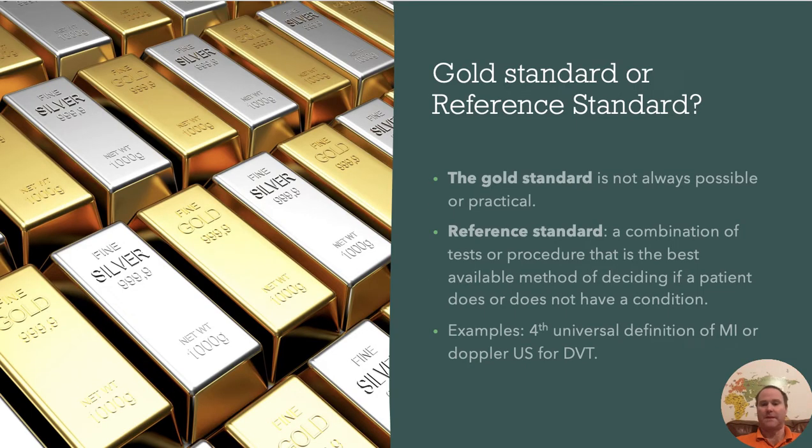Unfortunately, the gold standard isn't always possible or actually practical, so not every single patient that comes with chest pain necessarily gets an angiogram. Not every patient that has a DVT is necessarily going to get a venogram. So what often happens is that we develop a reference standard, which is a combination of tests or a procedure that is the best available method of deciding if a patient does or does not have a condition. So an example would be Doppler ultrasound for DVT, or the fourth universal definition for myocardial infarction.